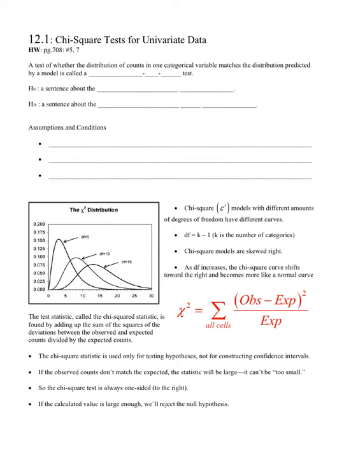Now, the biggest difference, though, between the hypothesis tests we've done before and the ones we'll do in this chapter is now we're talking about categorical variables. Before, we've done hypothesis tests for means and for proportions, and these were all numerical. And now we're going to talk about how to do a hypothesis test when we have categorical data. All right, so let's jump right in.